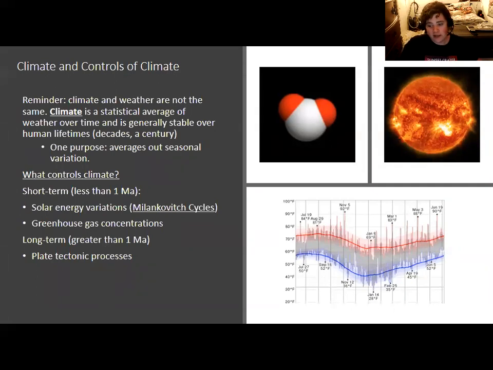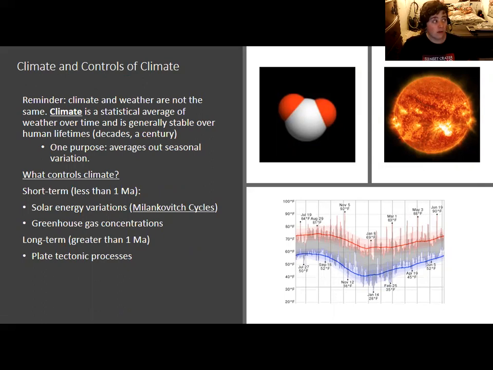And climate is regulated by a number of different factors, but in general, on a scale of less than 1 million years, the primary influences are going to be the amount of solar radiation that reaches the Earth as a product of Milankovitch cycles, or changes in Earth's orbit and tilt and the direction of the wobble, and we will review that in this lecture. In addition to Milankovitch cycles, greenhouse gas concentrations vary on a scale of thousands or hundreds of thousands of years, and they also have a significant effect on climate.